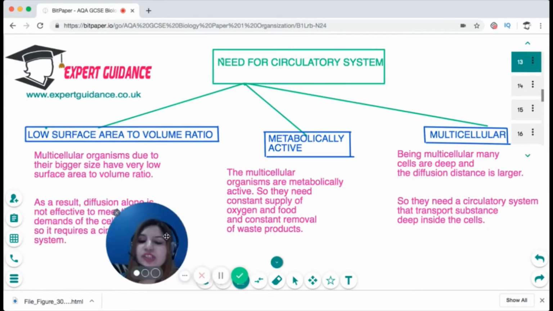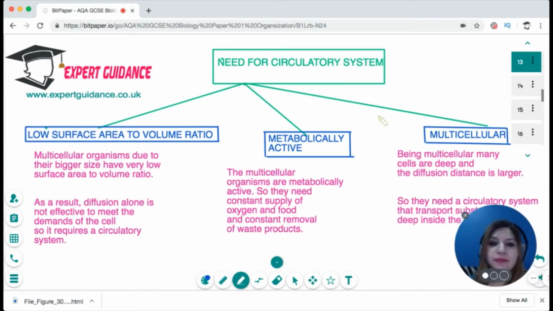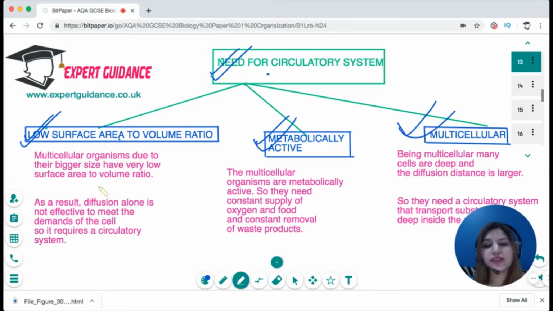Okay, so now we will talk about the heart, but before that we should know why we need a circulatory system. We need a circulatory system because we have a low surface area to volume ratio, we are metabolically active, and we are multicellular. Now, low surface area to volume ratio because we have a bigger size. As the size increases, the surface area to volume ratio decreases. And at such a low surface area to volume ratio, diffusion alone is not effective to meet the growing need of the body. Therefore, we need a circulatory system.